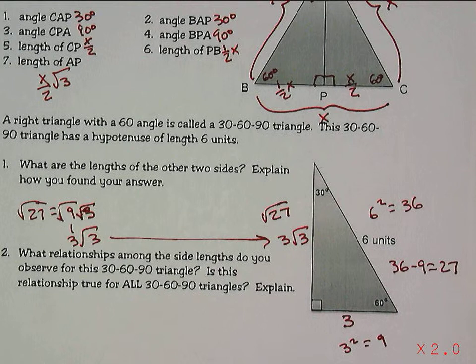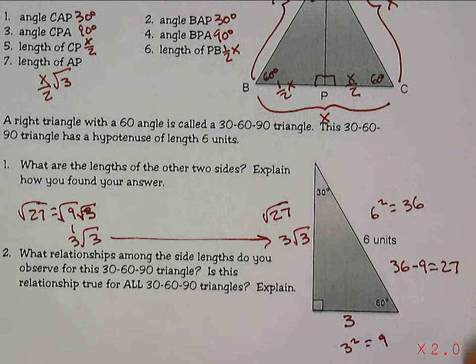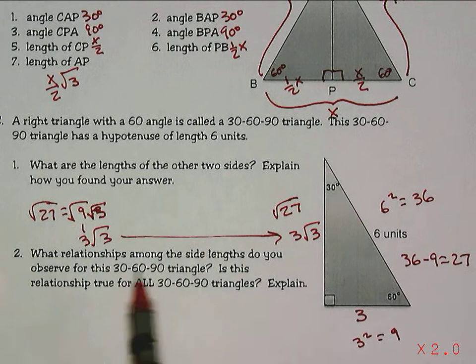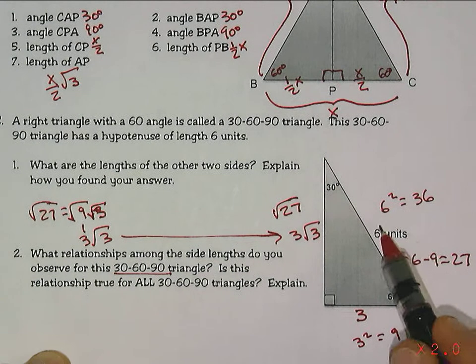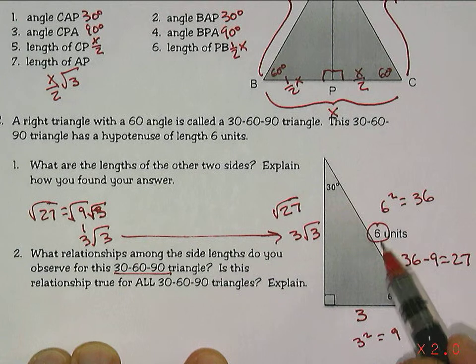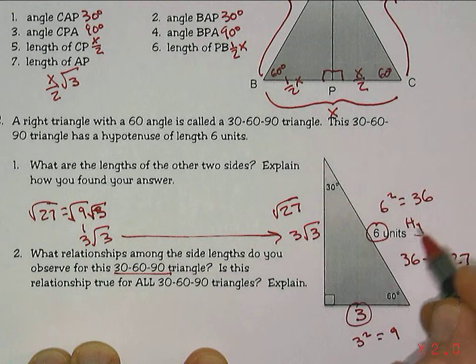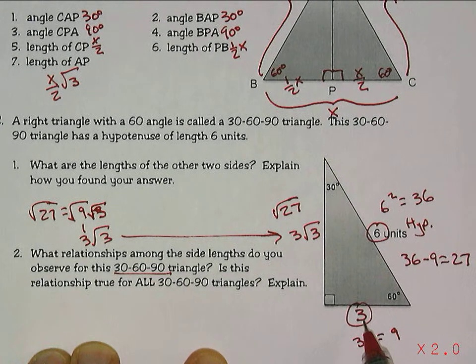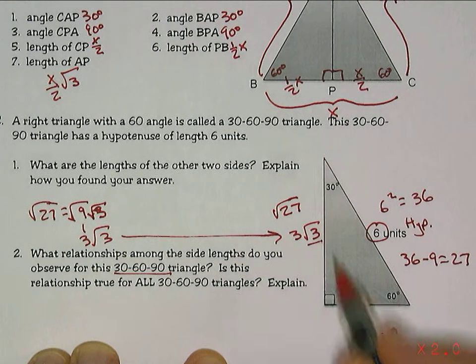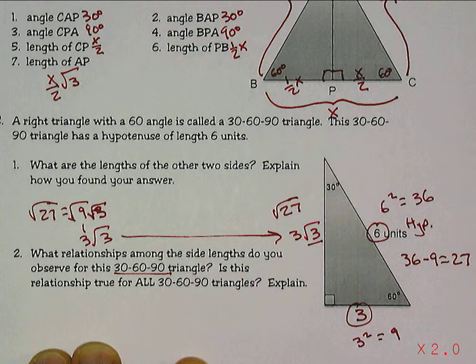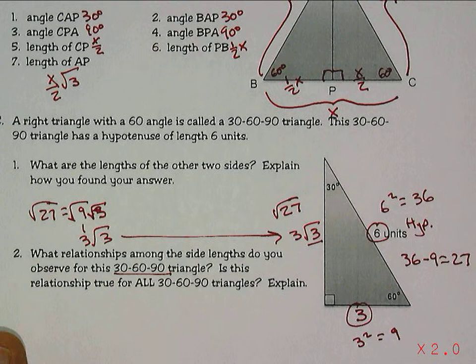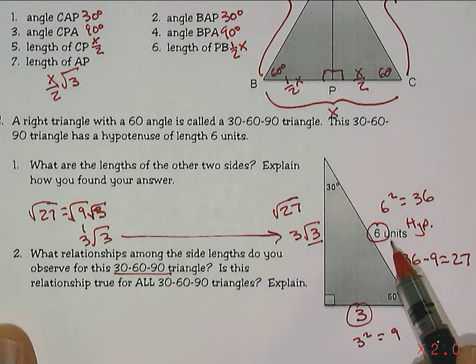And this relationship is true for all 30, 60, 90 triangles: the hypotenuse, this would be the hypotenuse side, is always twice as much as the short leg, and the long leg is always the short leg length times the square root of 3. You can see that in the other examples we did as well. So this idea is used often when there's a 30, 60, 90 triangle to find the lengths, only needing one side length to do so.